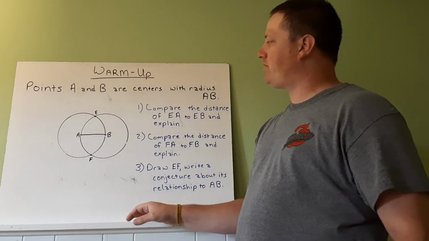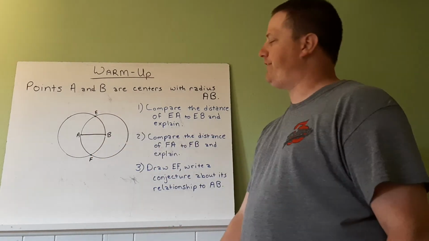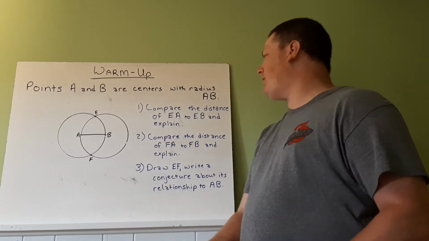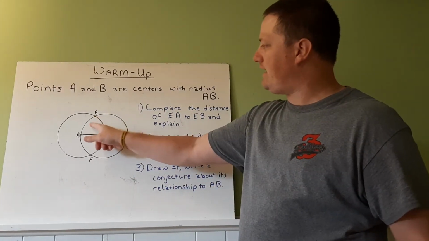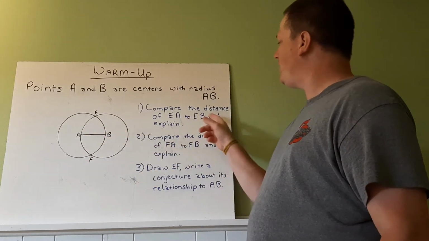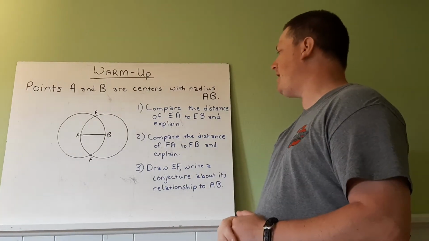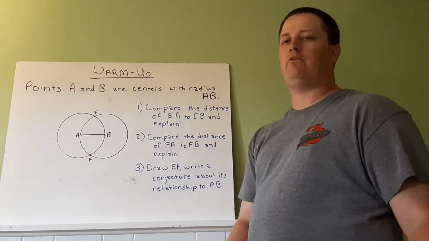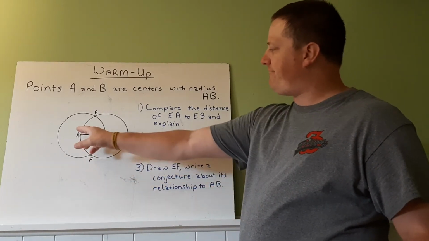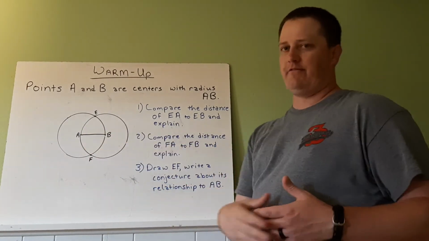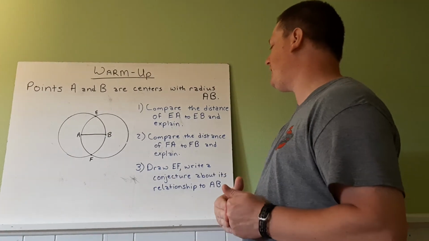As these two circles are drawn, we get points E and F where the two circles intersect. So what we want to do is compare the distance of EA, the distance from E to A, to EB, the distance from E to B. So compare them. What do you think about them? Explain why you came to that conclusion. Then we want to do the same thing with FA and FB. Compare them and then explain how you came to whatever conclusion you came to.